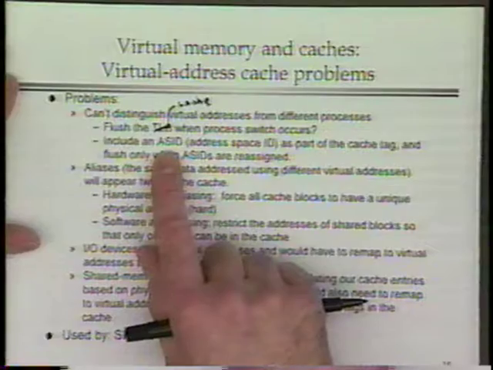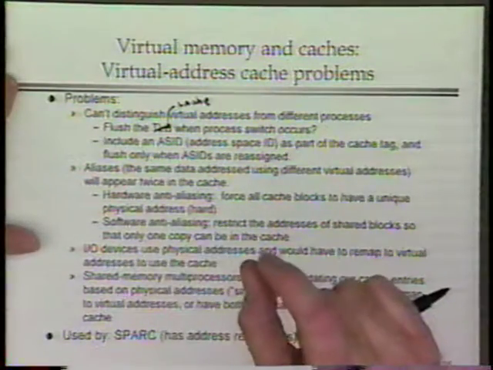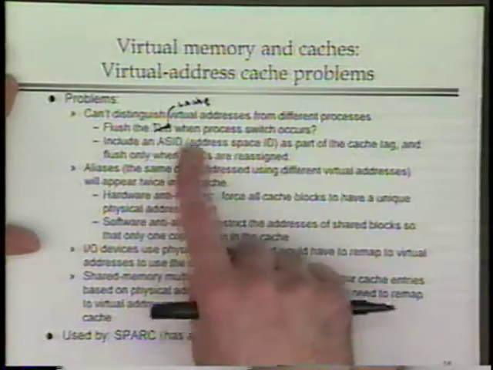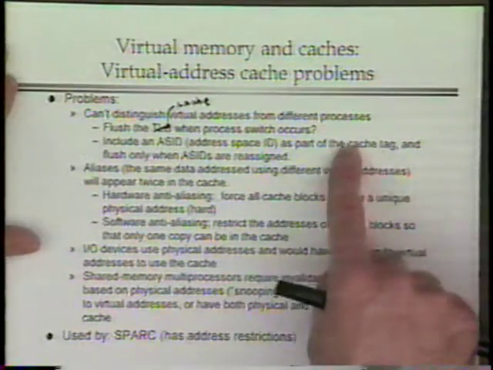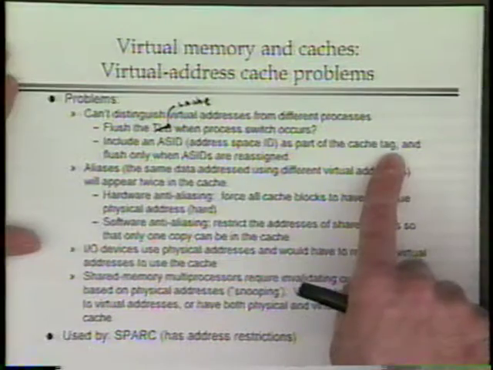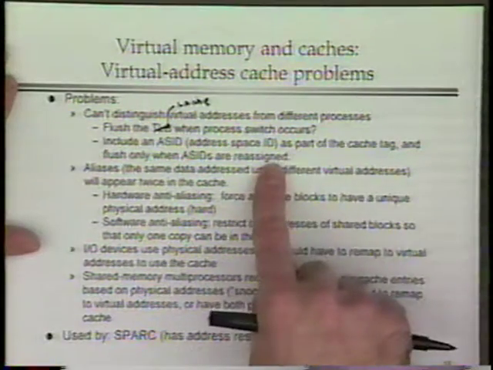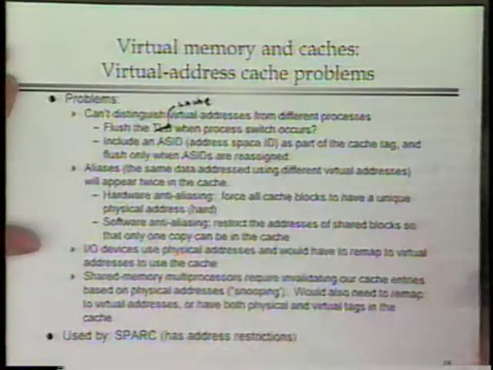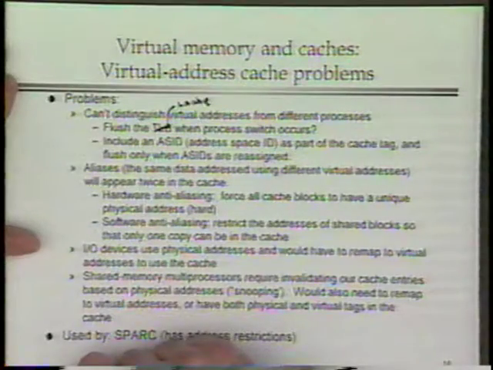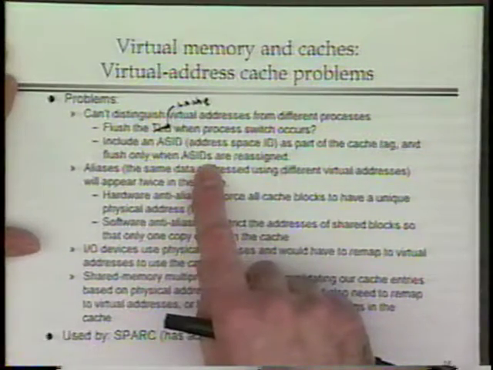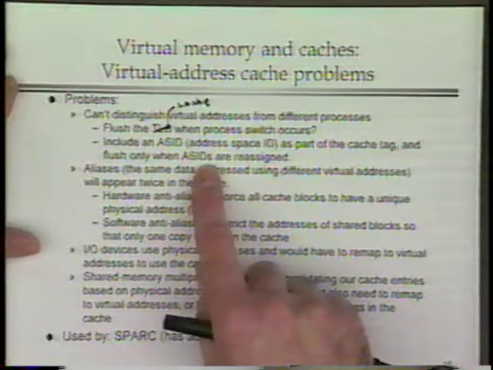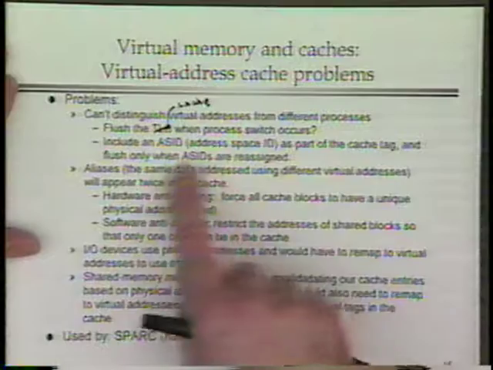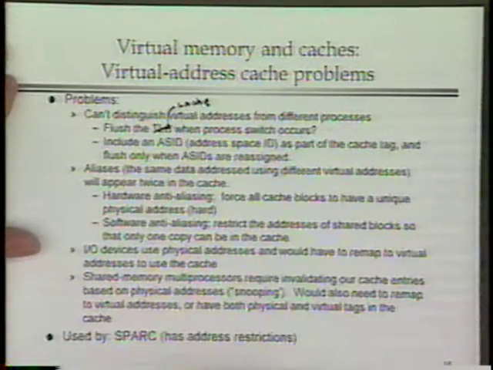Another way to do that is to include as part of the cache tag an address space ID. One way to avoid throwing the data out is to mark the data in the cache with something like a process ID or an address space ID that says, in addition to what virtual address this data corresponds to, which process it corresponded to. So when you switch from one process to the other, you don't have to throw out everything, because virtual address 0 from the next process won't match virtual address 0 from the previous process, because the tag, the address space ID part of the tag, won't match. Turns out this is a big win.